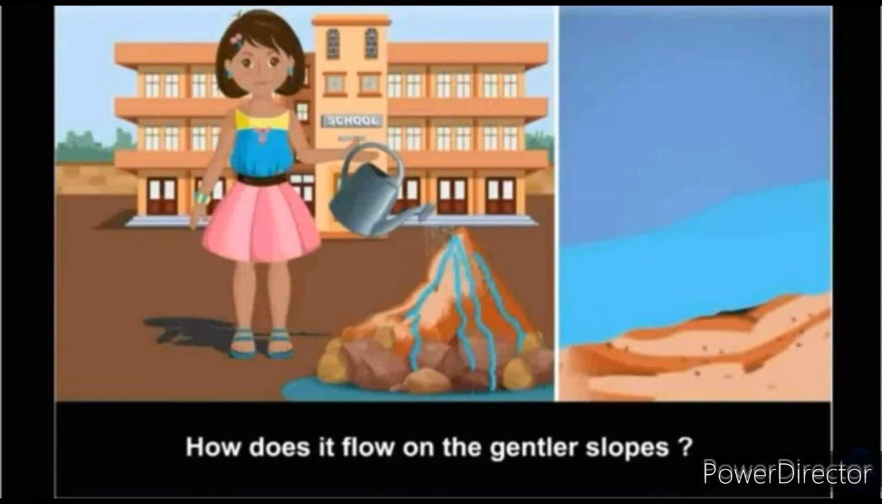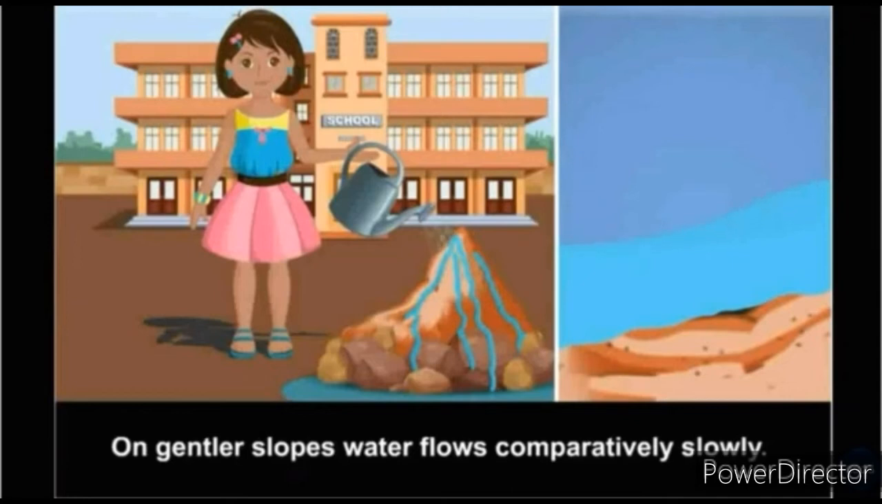Third one, how does it flow on the gentler slopes? Gentler means which is not very slanting. On gentler slopes, water flows comparatively slow. Here the water is flowing very slow because it is straight. This side of the mountain is very straight. That is why it is going very slow.